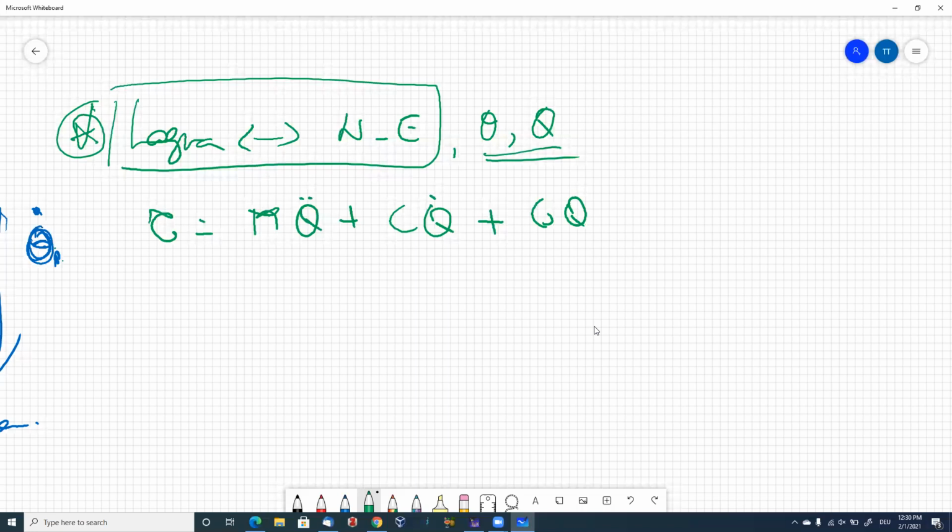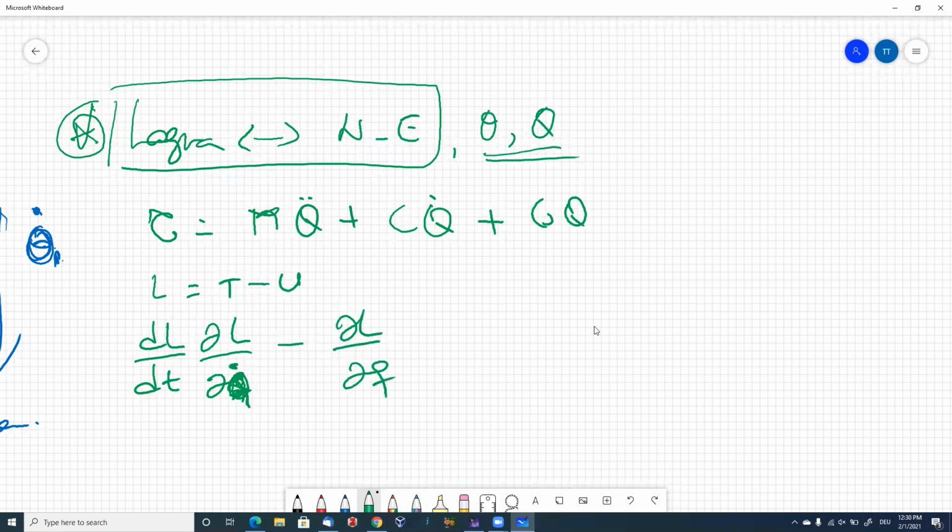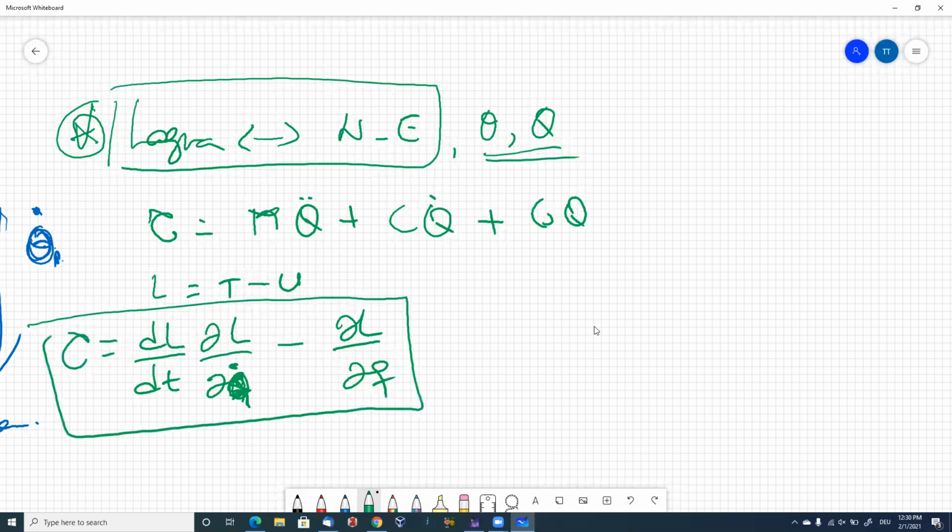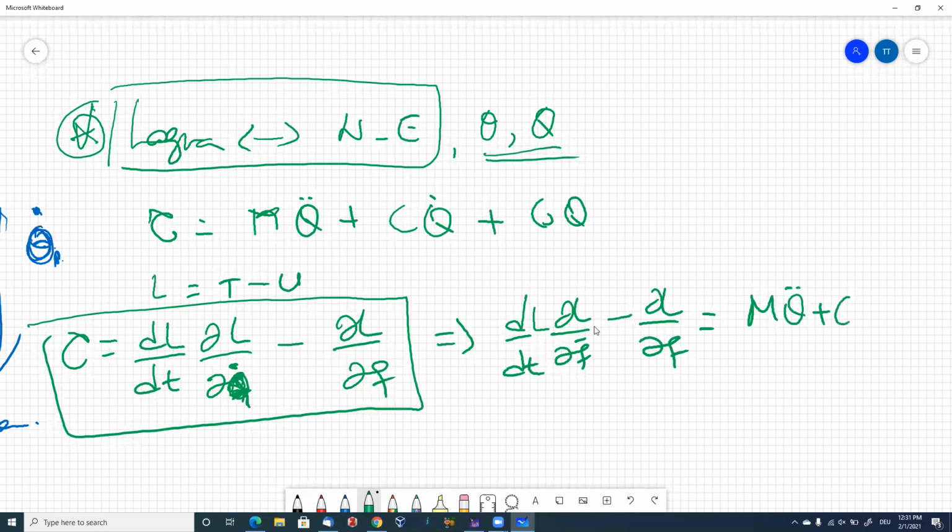Now if you use the Lagrangian, L, then d/dt of the partial derivative of L with respect to q dot, minus the partial derivative of L with respect to q, equals the generalized force. This one, right? So we said this is equal to M(q) q double dot plus C(q, q dot) q dot plus G(q).